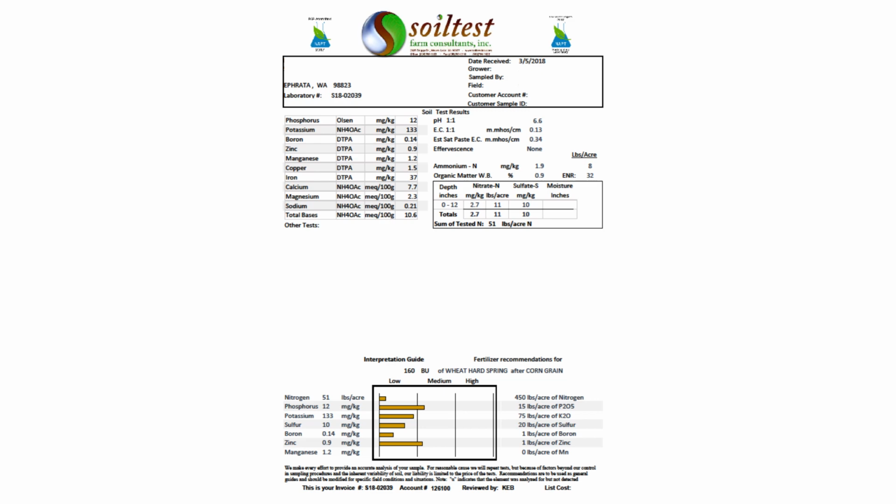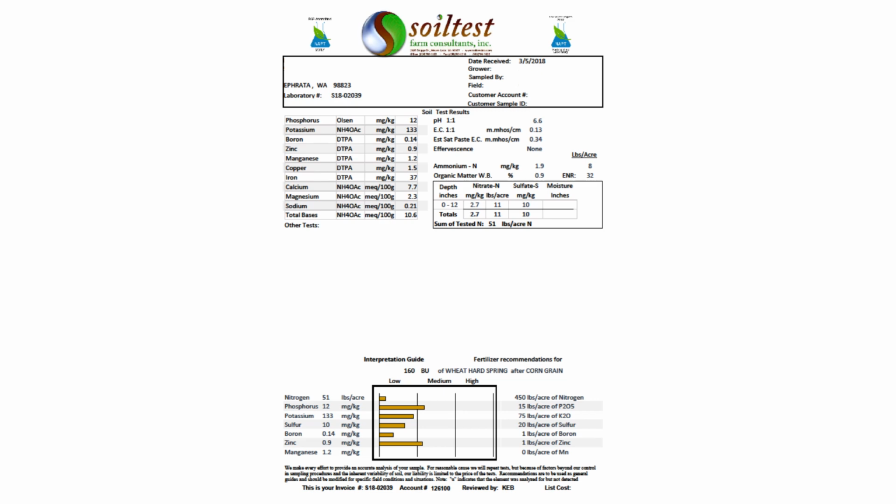Next, the organic matter is listed. These initials next to the organic matter, WB, stand for Walkley Black, which is the method that we use to determine organic matter. The percentage is listed, and next to it we have a value called ENR, which stands for estimated nitrogen release. Organic matter will break down through the process of mineralization throughout the growing season.